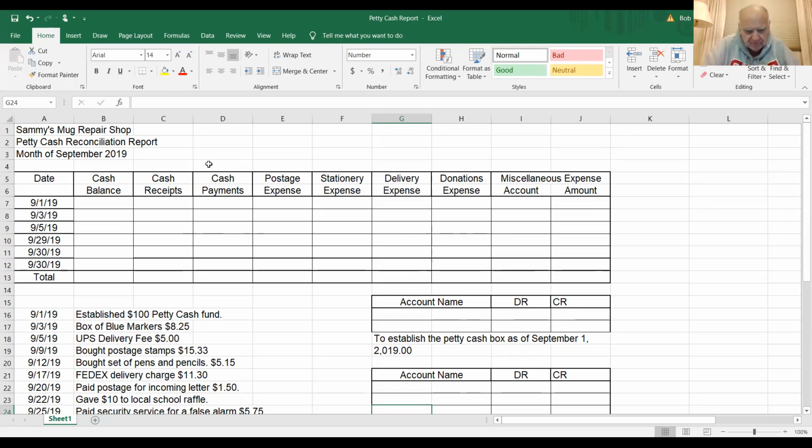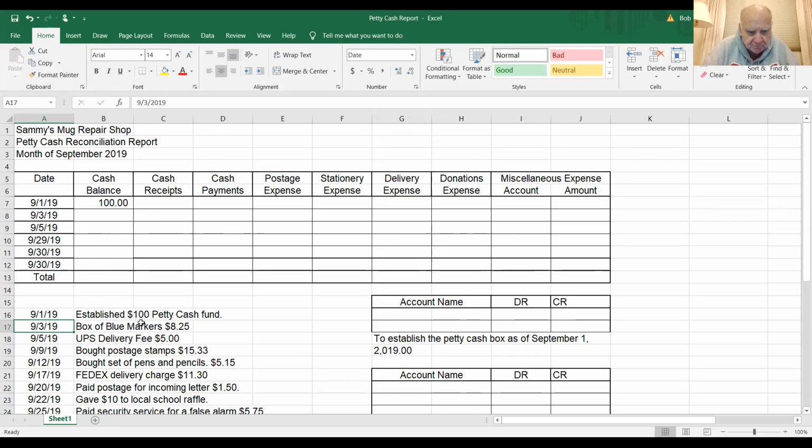The chapter didn't do this. This is actually from my last 110 class when I was in the classroom. This is part of my test. And what we have here is a $100 petty cash fund. So on the first, you just put the $100 in there. And then look at the transactions. I'm not going to do them all, just do a couple.